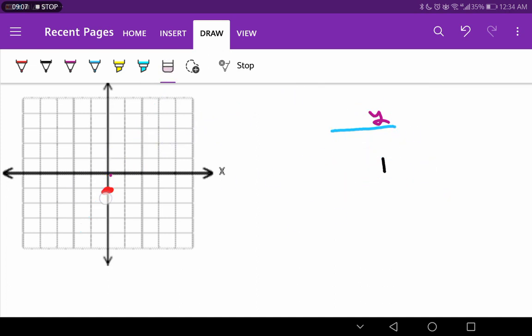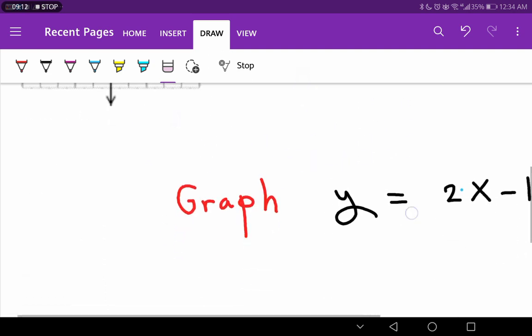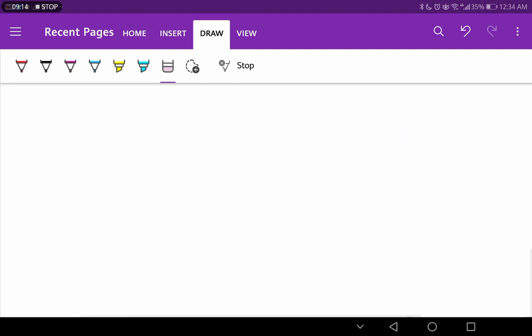Now we finish the graph. Let us move to solve inequalities. No, before inequalities, let us solve absolute value equations. If you have this equation, |m| equals 3, what is the solution?